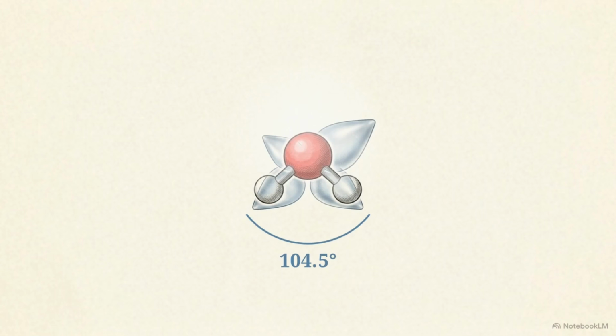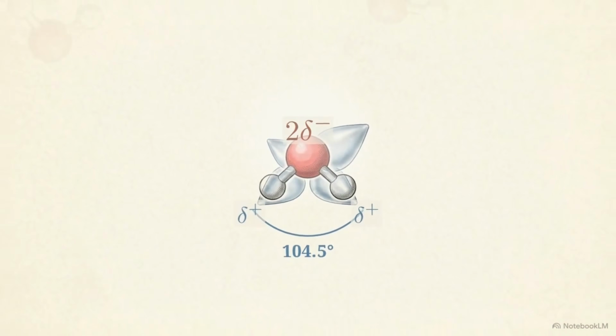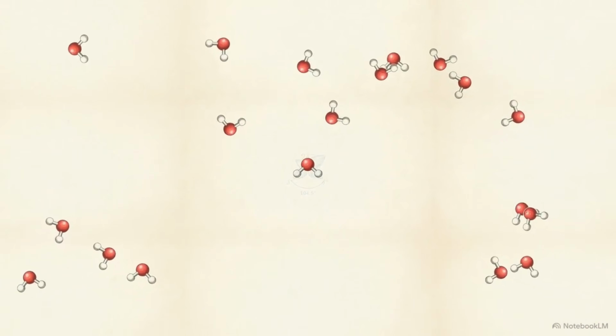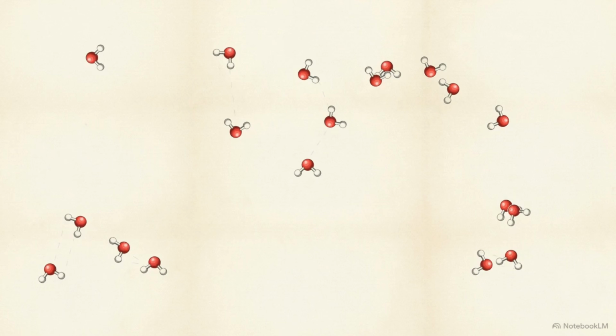Because the oxygen nucleus is highly electronegative, it pulls the shared electrons away from the hydrogens. This unequal sharing creates a permanent electric dipole, a partial negative charge on the oxygen and partial positive charges on the hydrogens. These opposing charges pull neighboring water molecules together via electrostatic attraction, forming hydrogen bonds.